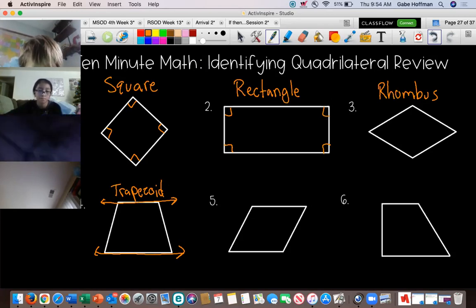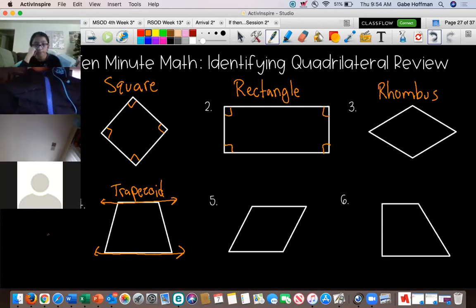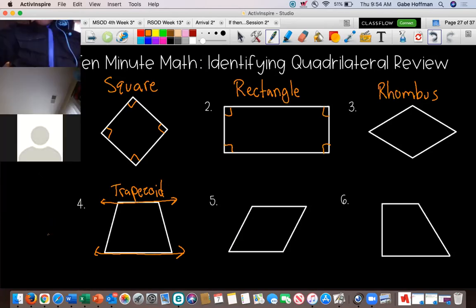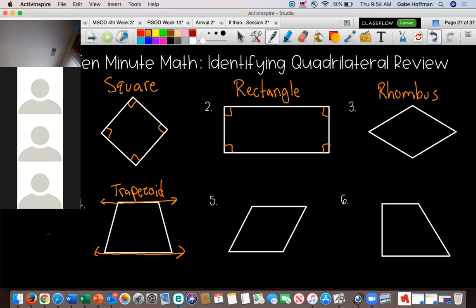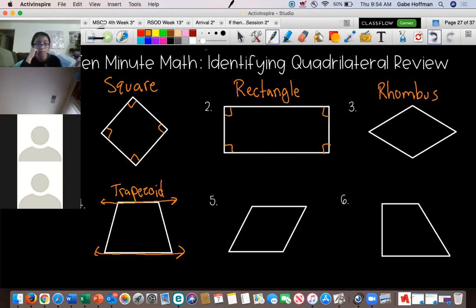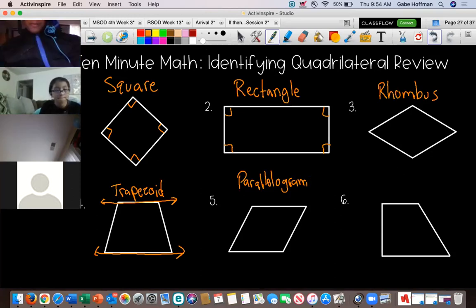Number 5, what did you get for number 5, Ying? Parallelogram. Very good. Two sets of parallel sides, but there's nothing else that is very specific. It doesn't have right angles. It doesn't have all equal sides. It's just a parallelogram.